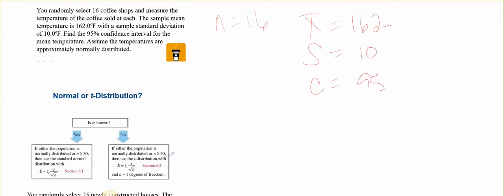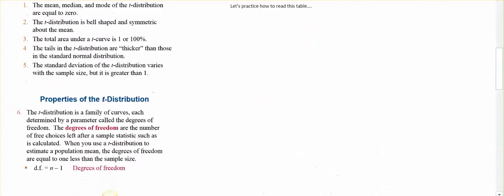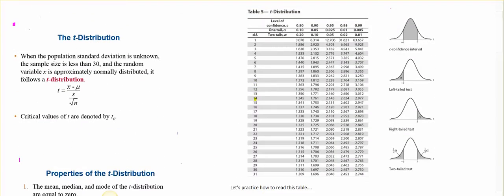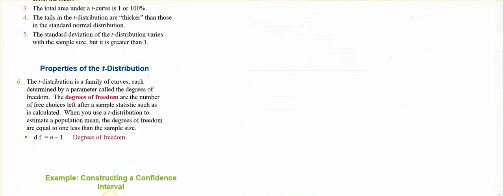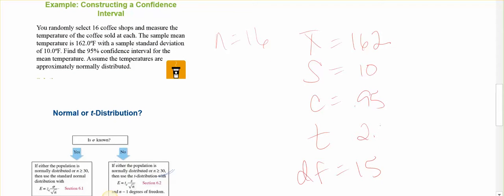So since n is small and sigma is unknown, we want to use T. To use T, we need degrees of freedom. So our degrees of freedom are 15. Our confidence level is 95. So let's scroll back to our table, and we're looking for degrees of freedom of 15. Confidence level of, what did we say? 95? And so that's a critical value of 2.131. Now, the confidence interval gets filled exactly the same way.